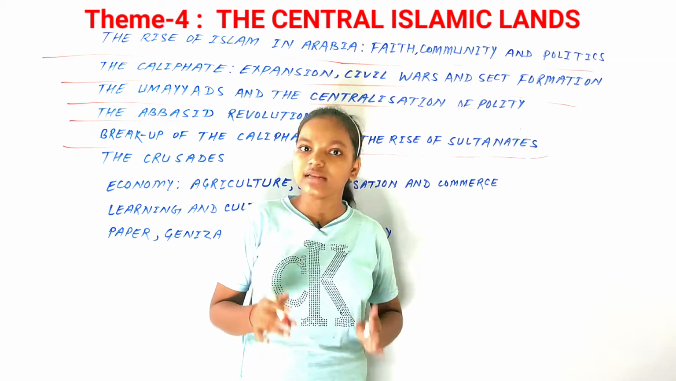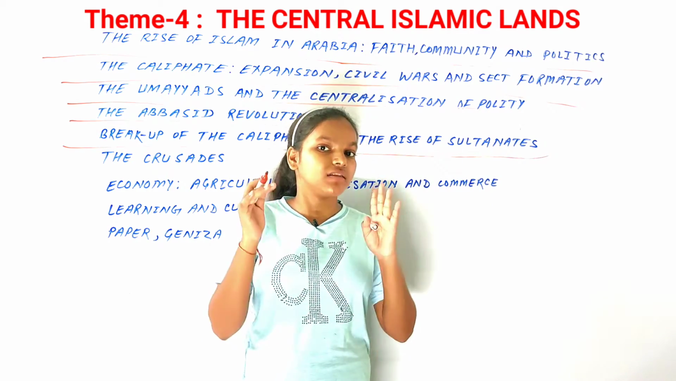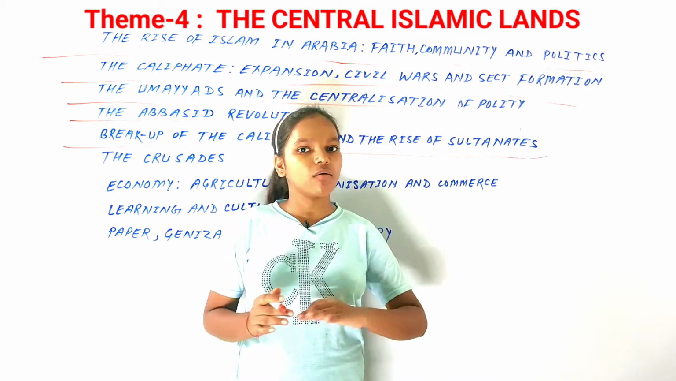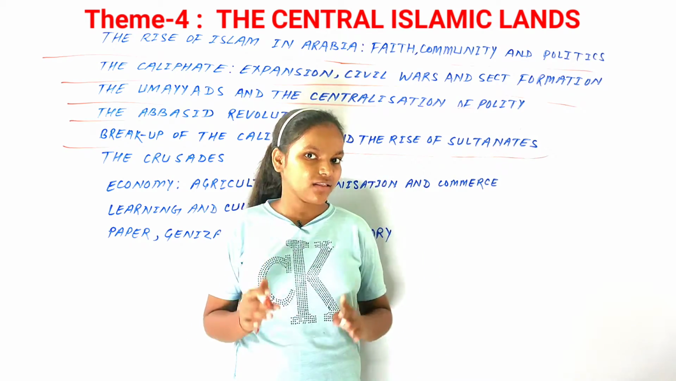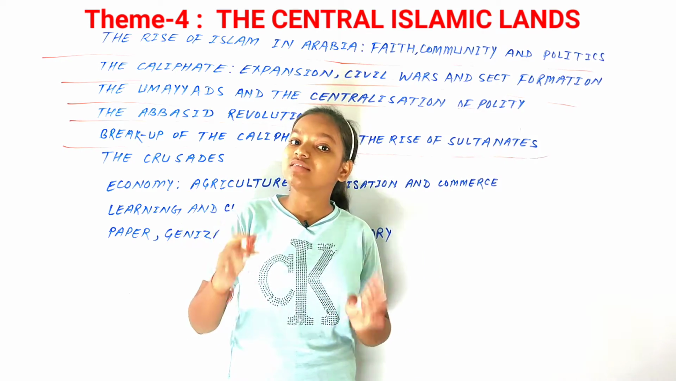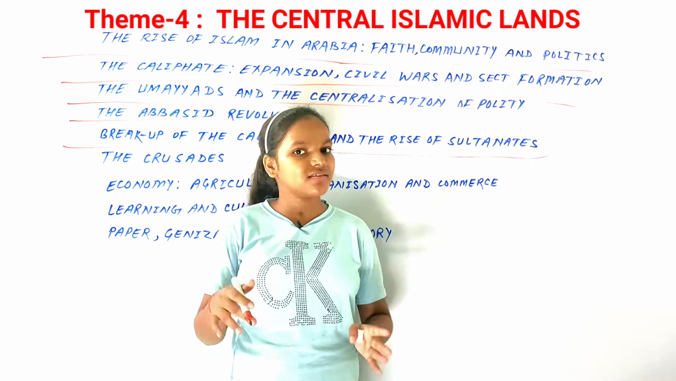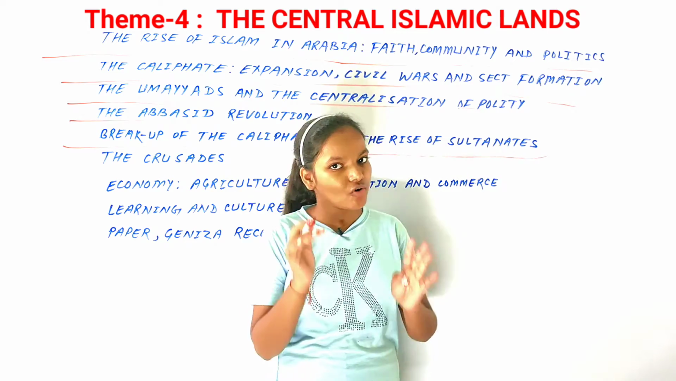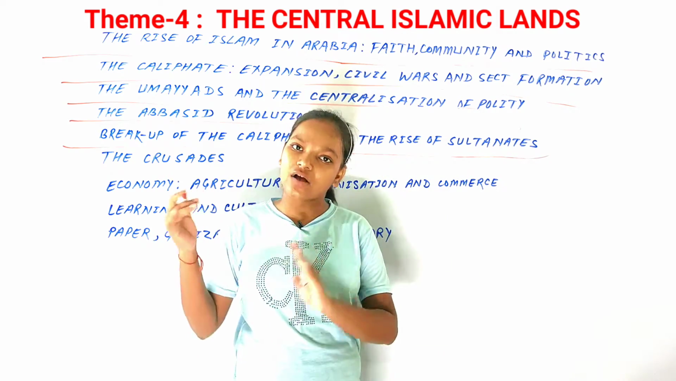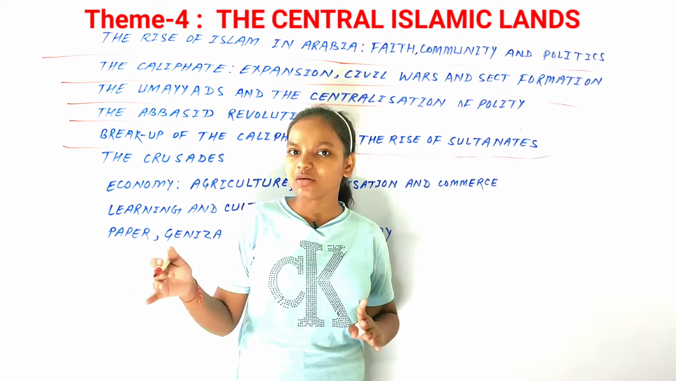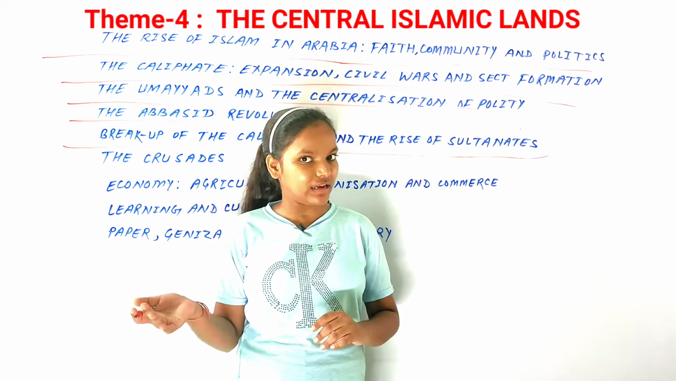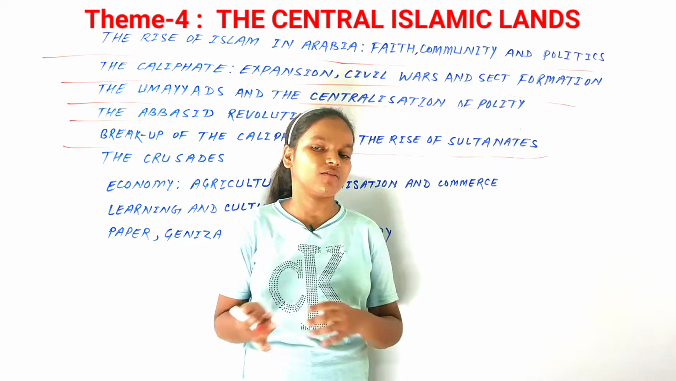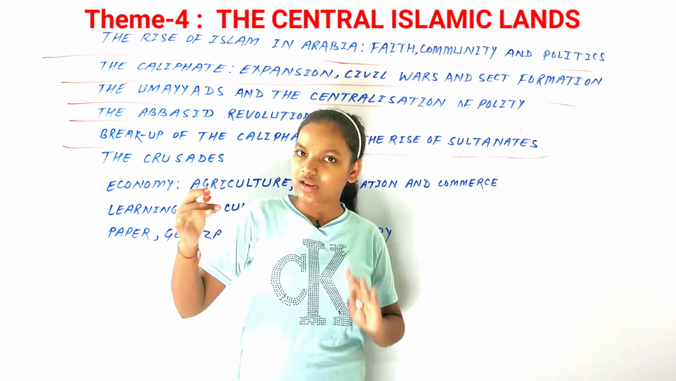Now in 961 a new sultanate was formed by Alptigin. Alptigin formed a new sultanate, that was the Ghaznavids. Now the Ghaznavids were consolidated by Mahmud of Ghazni, who ruled from 998 to 1030. He had many military commanders from different regions, from India as well, from Iraq as well, and he had conquered many parts of the world as well.